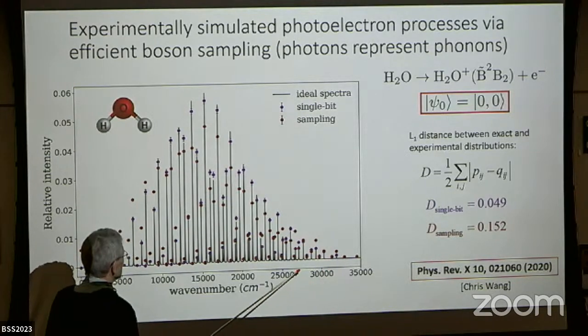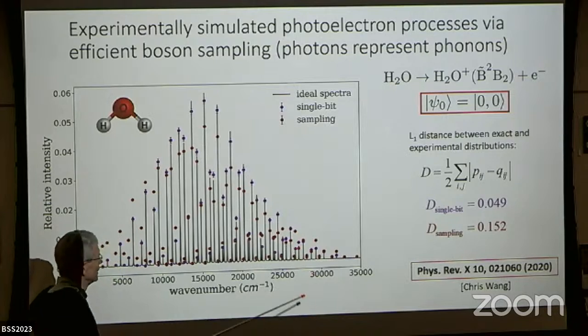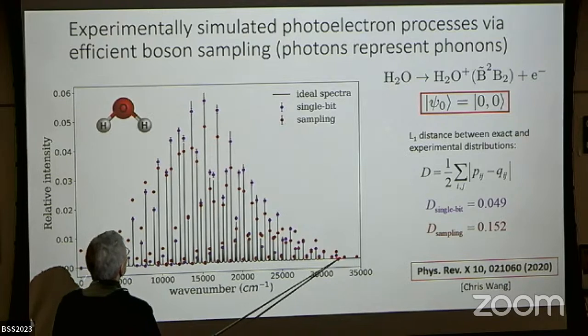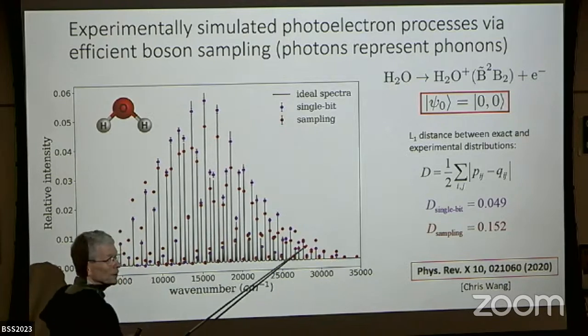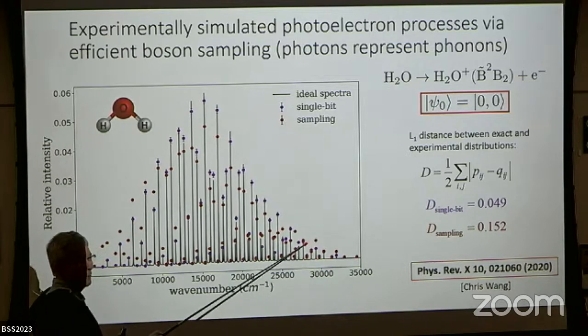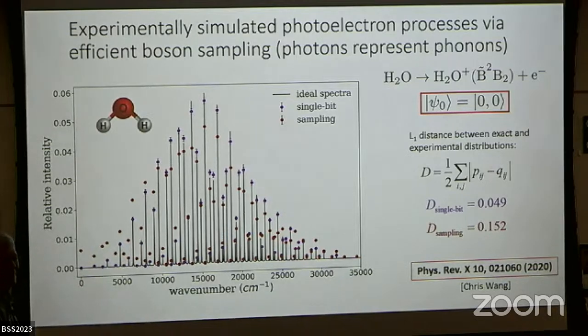So, okay, wave number is energy. So this is higher energy of the electron, and so there are fewer vibrational quanta left behind. And this is more, so that's probably why it is. That's a good question. I haven't thought about that.